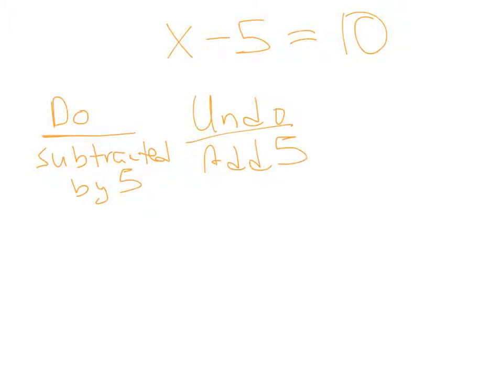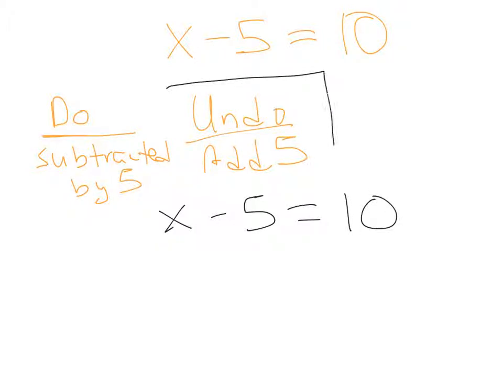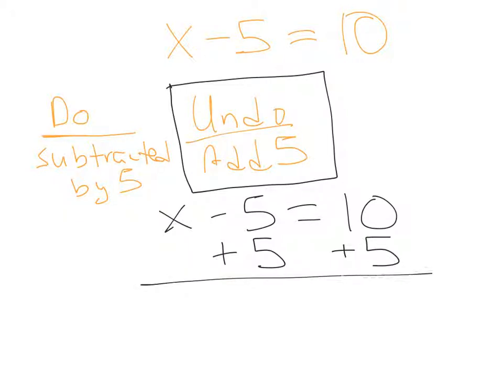So let's rewrite our equation. X minus 5 equals 10. So I'm going to take whatever it says in my undo column, and I'm going to apply that to both sides of my equation. So my undo column says if I add 5 to both sides of the equation, I can get x by itself, because negative 5 plus positive 5 is 0.